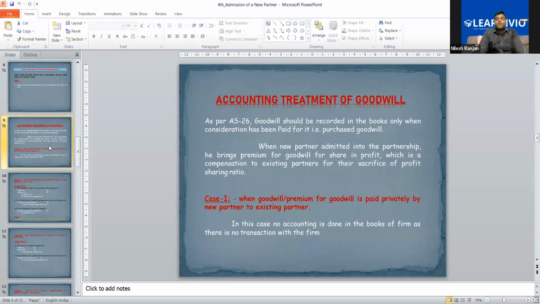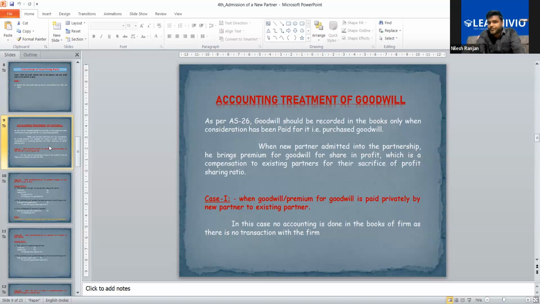Okay. Now, the second, valued goodwill. So you can see here, as per AS 26, Accounting Standard 26, which is related to intangible assets, goodwill should be recorded in the books only when consideration has been paid for it. That is purchased goodwill. So the valued goodwill, which is self-generated, will not be recorded in the books. It is given in the question so that the partner can bring this value, or the old partners can distribute it. So this valued goodwill is just a compensation.